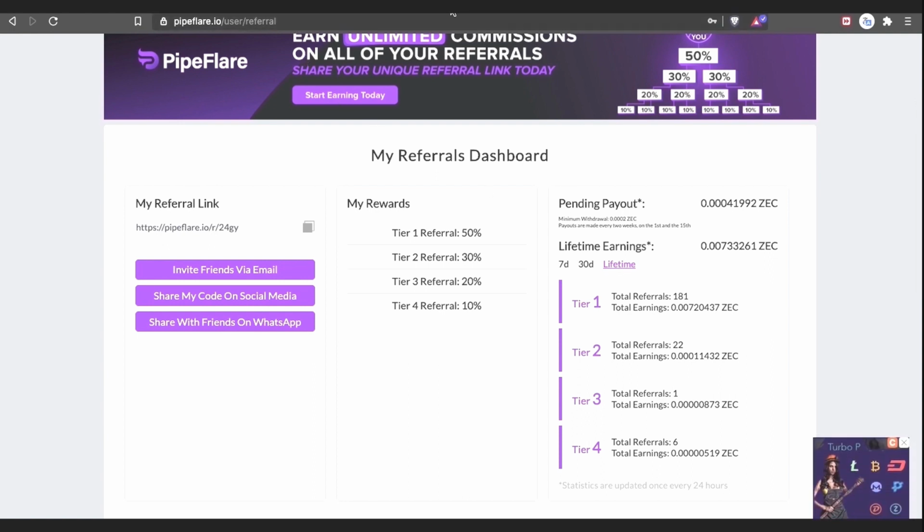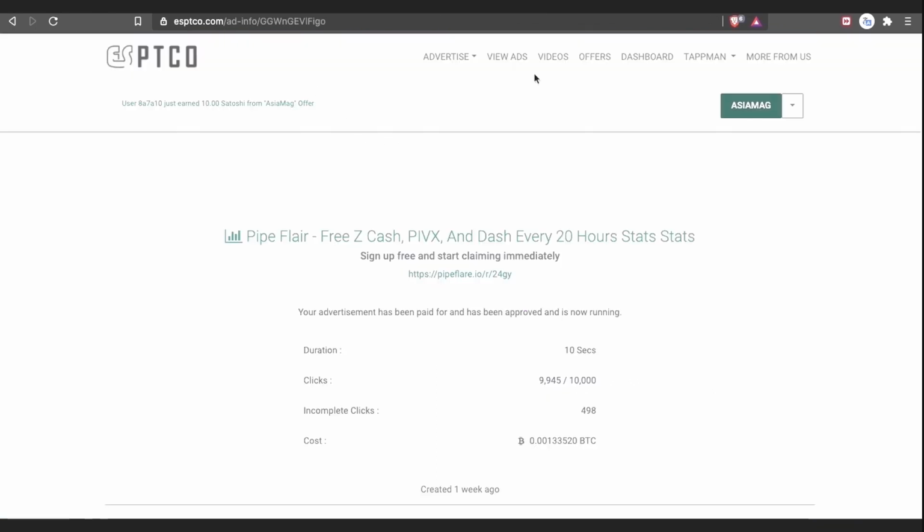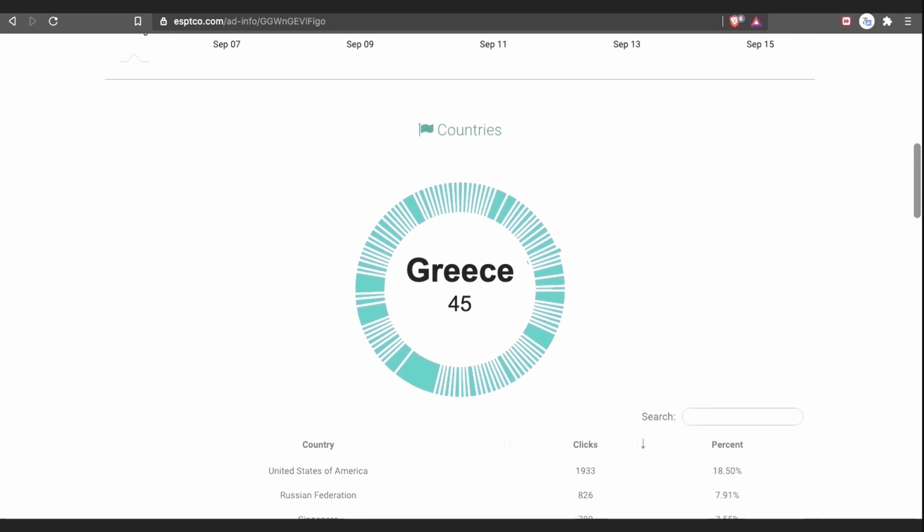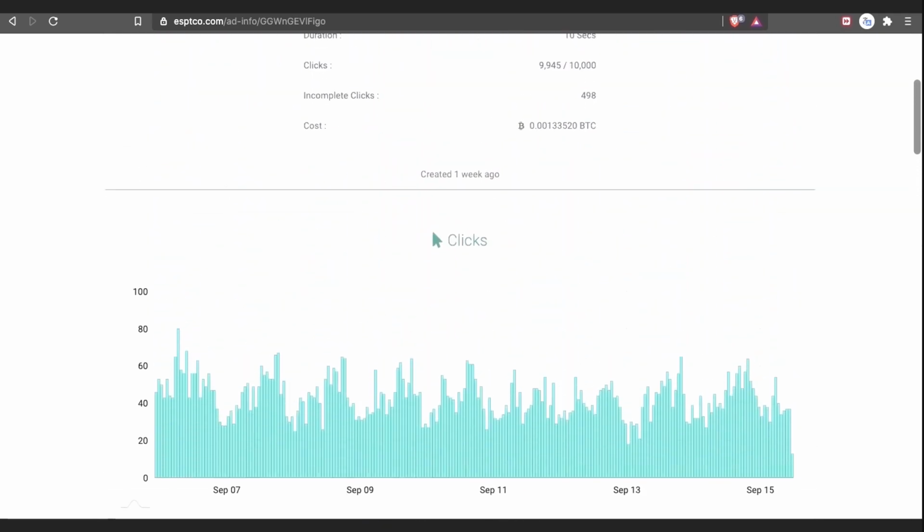That ad was a pay-to-click ad. So people click on it, and they have to look at it for 10 seconds. Of those people who looked at it for 10 seconds, 180 of them went ahead and signed up, and many of those 180 are using it. And if you're familiar with Pipeflare, I'm now getting bonuses to my own claims in addition to the passive income. So it was a good ad for the site, and the results were good.